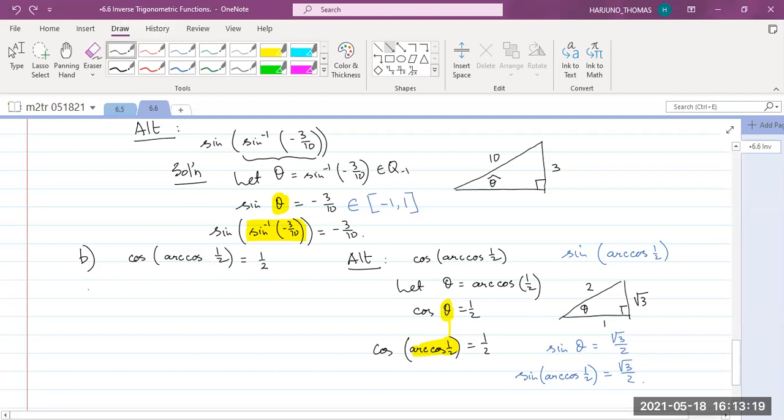Now, part C, tangent of arc tangent of 14. There is no restricted range issue for arc tangent. The restricted domain for tangent is from -pi/2 to pi/2, but the range is not restricted. The range is still all real numbers. So tangent of arc tangent of 14, they will perfectly cancel each other.